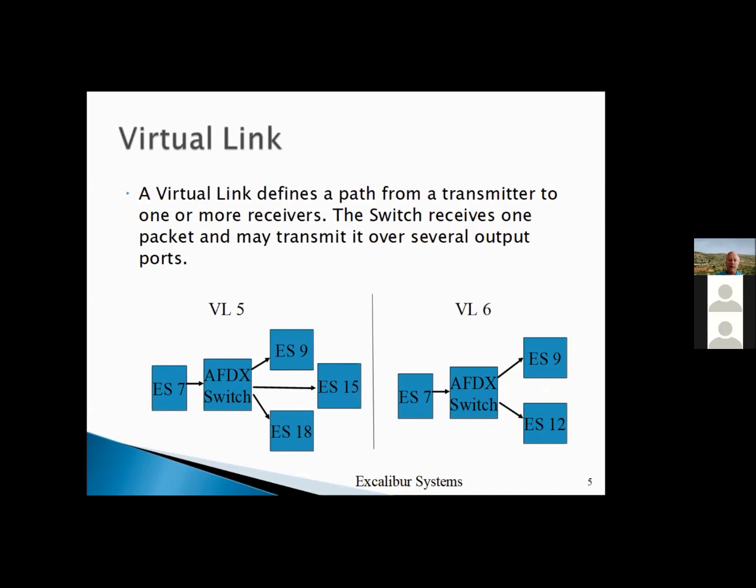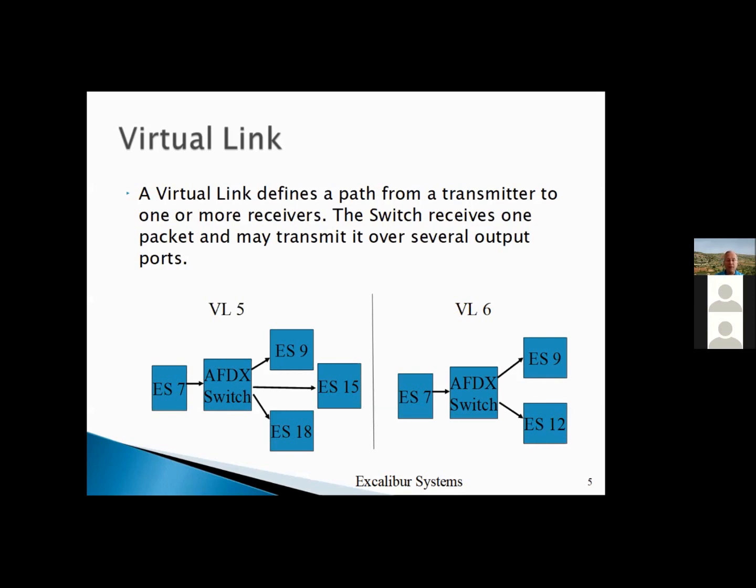And if we look down at the bottom, I'm talking about end system 7 in both cases in my example, the transmitter. But there are two kinds of data that it's sending out. We'll call one type of data VL5, or virtual link 5, and the other kind of data is VL6. So let's say that end system 7 is an inertial navigation system. As an inertial navigation system, it has to transmit the latitude and the longitude and the altitude and a host of other things. Now, it could be that some devices need to know the latitude and the longitude, and other devices need to know the altitude.